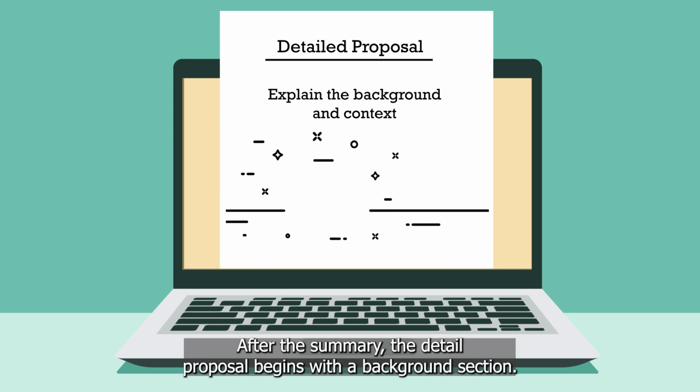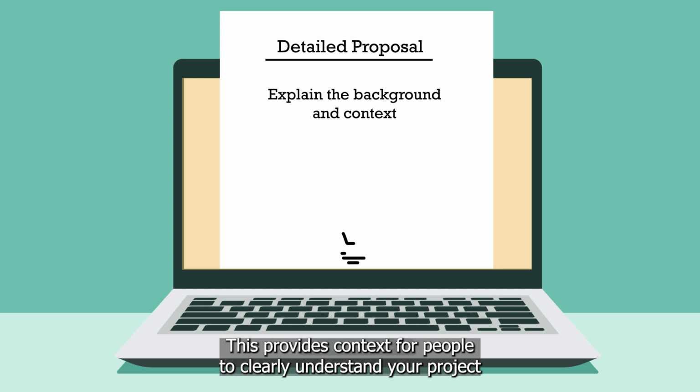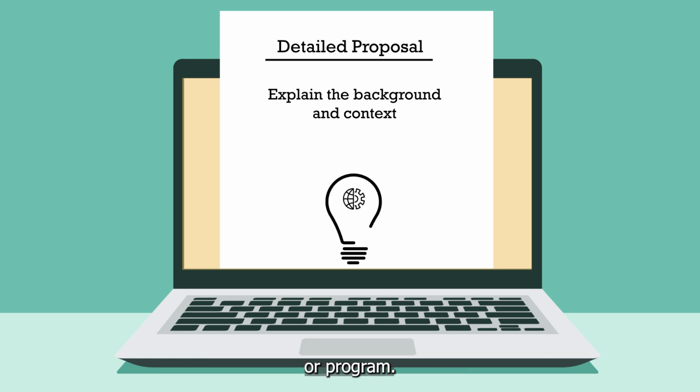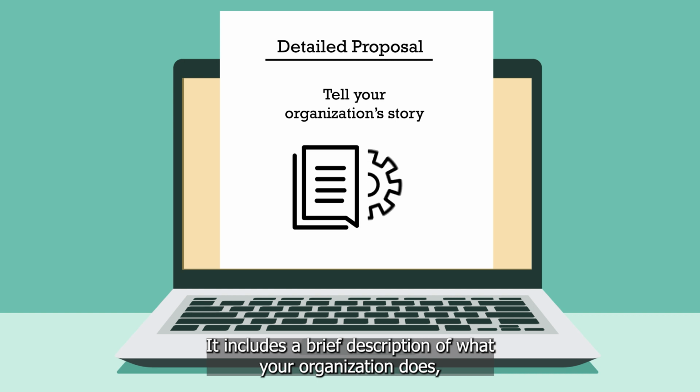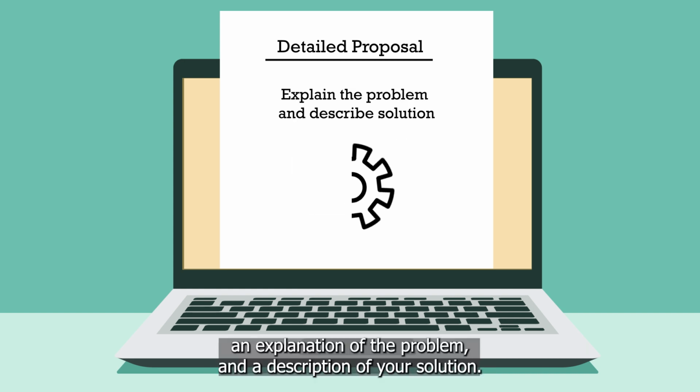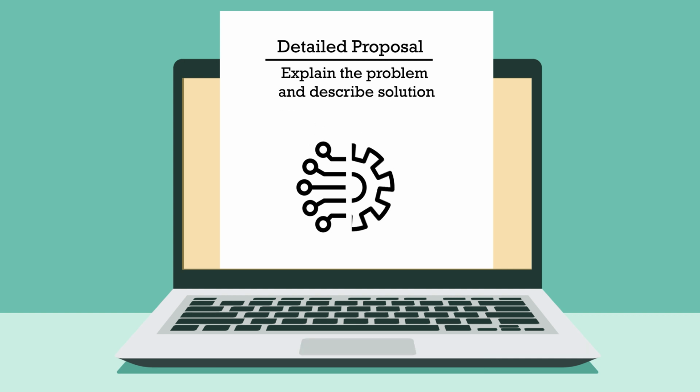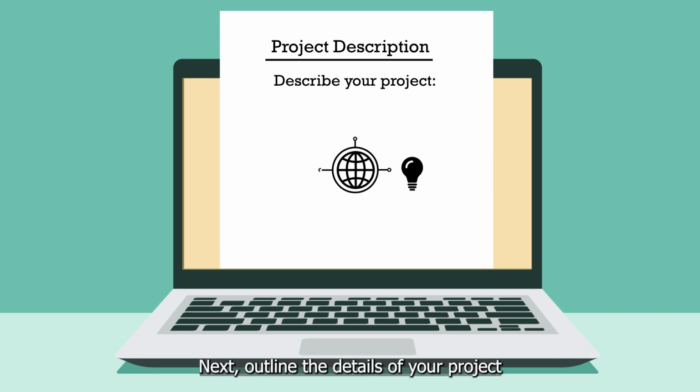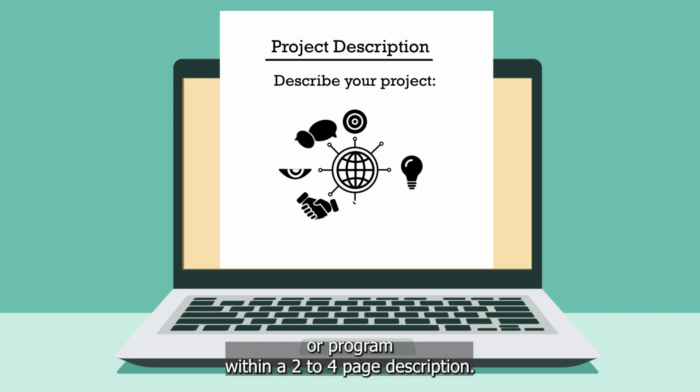After the summary, the detailed proposal begins with a background section. This provides context for people to clearly understand your project or program. It includes a brief description of what your organization does, an explanation of the problem, and a description of your solution. Next, outline the details of your project or program within a 2 to 4 page description.